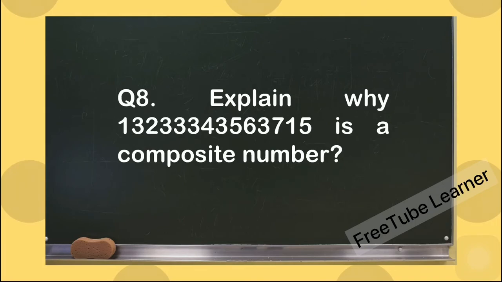Question 8. Explain why the given number is a composite number. Here, by observing this number, we got to know that the number is ending with the digit 5. So if a number ends with the digit 5, we can conclude that it has a factor 5. And a composite number is a number which has a factor other than 1 and the number itself. Here, since this number has a factor 5 as well, we can conclude that this is a composite number.